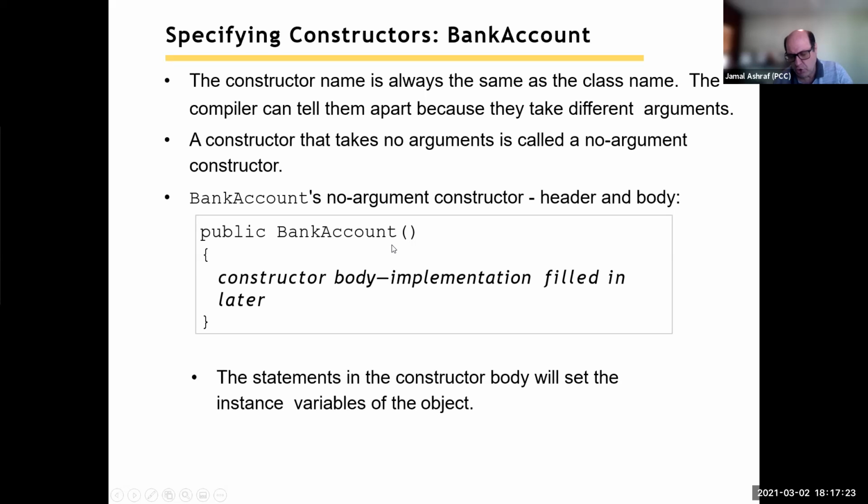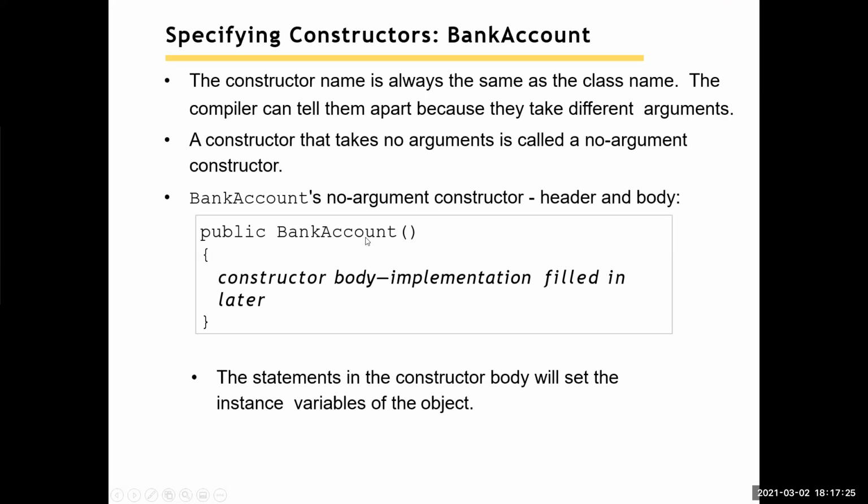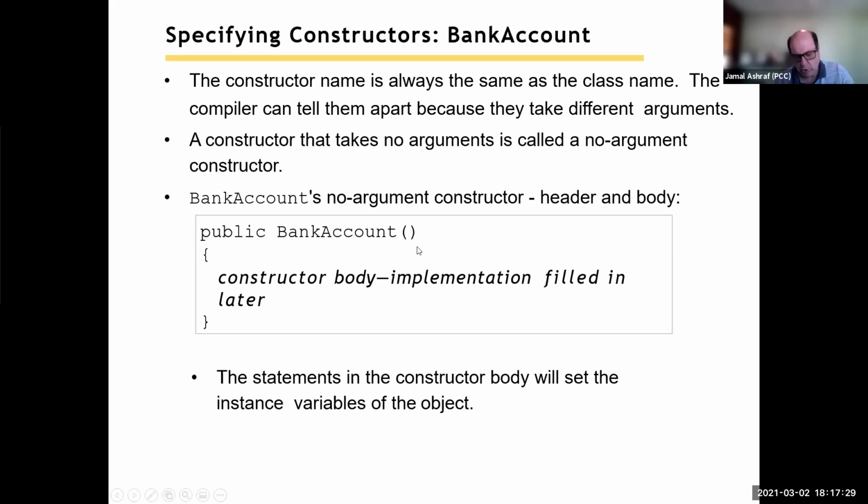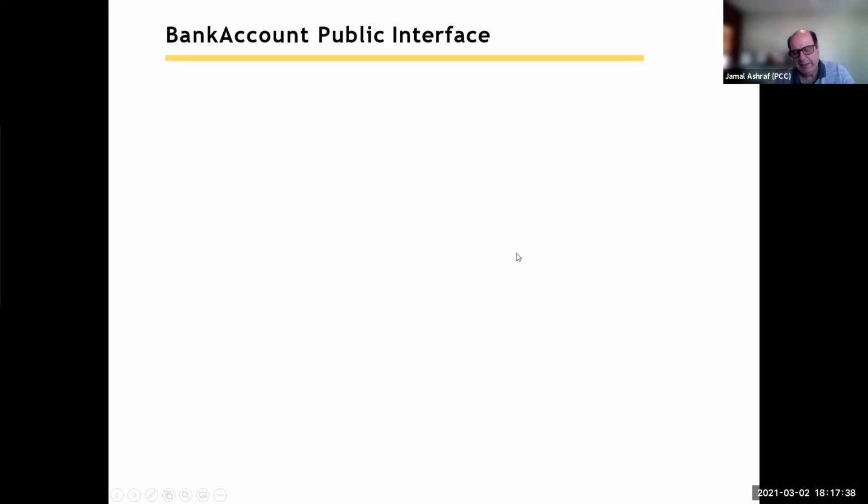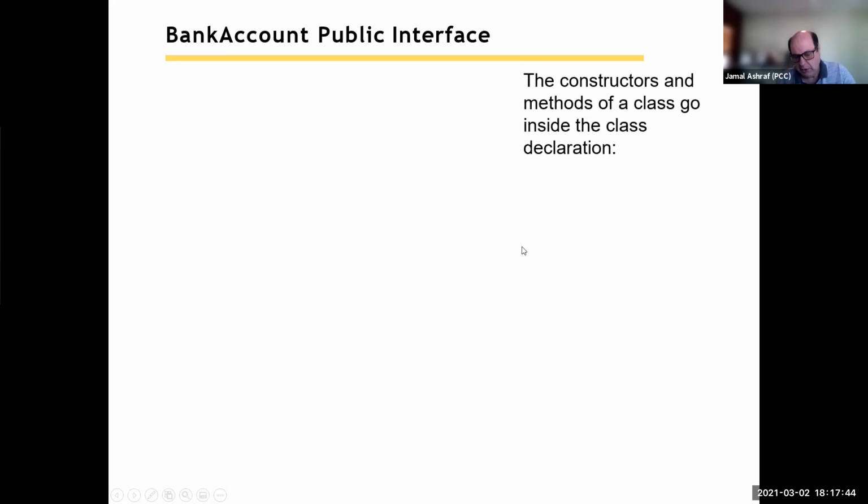If I don't have any constructor, Java is going to build this for you. But when you have a constructor with one parameter or any other parameter, then you have to do this one. We're going to write the code later. We are not writing any code right now. We're just going to specify that these are the constructors that I want.